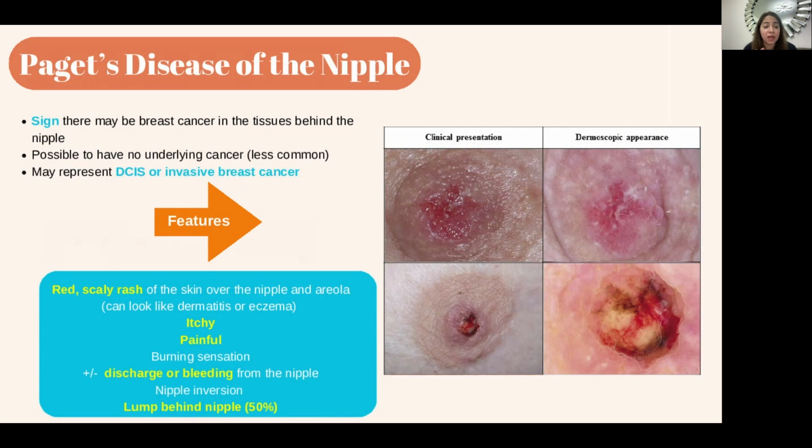And then, as I said, because they are associated a lot of the time with breast cancer behind the nipple, about 50% of patients can actually have a lump behind the nipple as well. So half the patients can just have the skin changes, and the other half can have a lump behind the nipple. So it's really important to be vigilant in these patients, gain a good history, and do your examination to pick up a lump if there is one. But if there is not a lump, it doesn't mean that it's not as concerning. So that's something to be aware of, and that's what they look like.